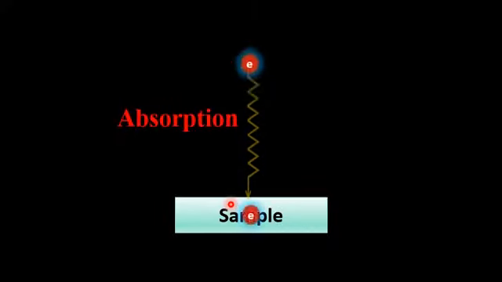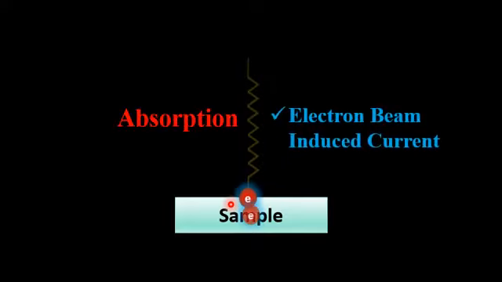One of the most commonly used techniques which gives you information about the electrical and electronic properties of a material is known as electron beam induced current. Electron beam induced current is a technique used for analyzing the electrical properties of a sample. Usually this technique is most commonly used for semiconductor materials.